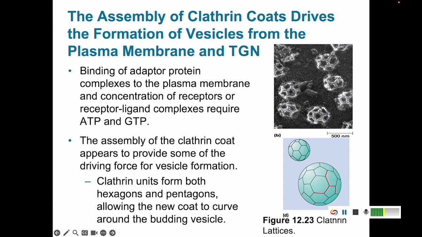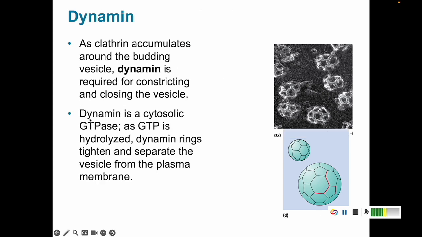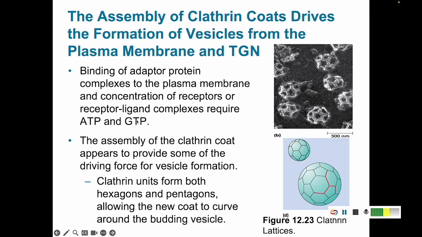So here we have ATP, the energy source we're pretty familiar with, adenosine triphosphate. GTP is also another energy source, similar to ATP, but instead of adenosine, it has guanine. So it's still 3 phosphates. You can still cleave that third phosphate and release energy. Assembling the clathrin coat will provide some of that driving force to form the vesicles.